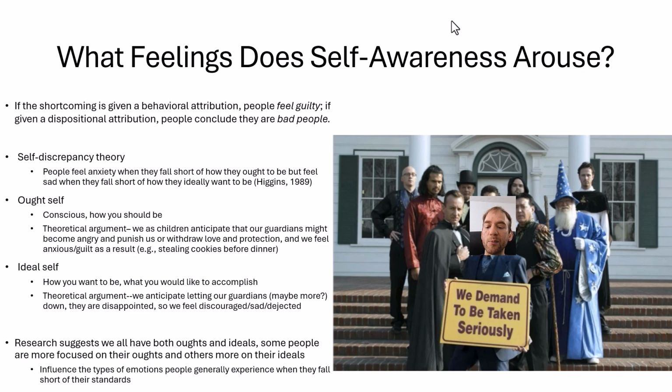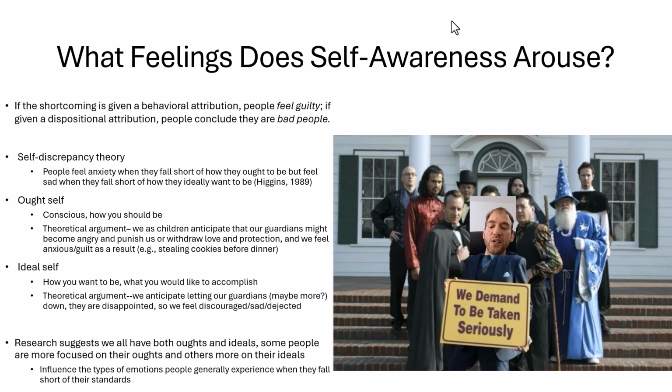The theoretical argument is we anticipate letting our guardians, or maybe greater society, who knows, down. They are disappointed, so we feel discouraged, sad, or dejected. So you are at a basketball practice and you have a horrible game, and your parent or guardian is like, oh, you did good, don't worry about it. But in your mind, you're like, oh, I know they're disappointed with me. And that difference in reaction, aka disappointment versus punishment, contributes to different feelings.